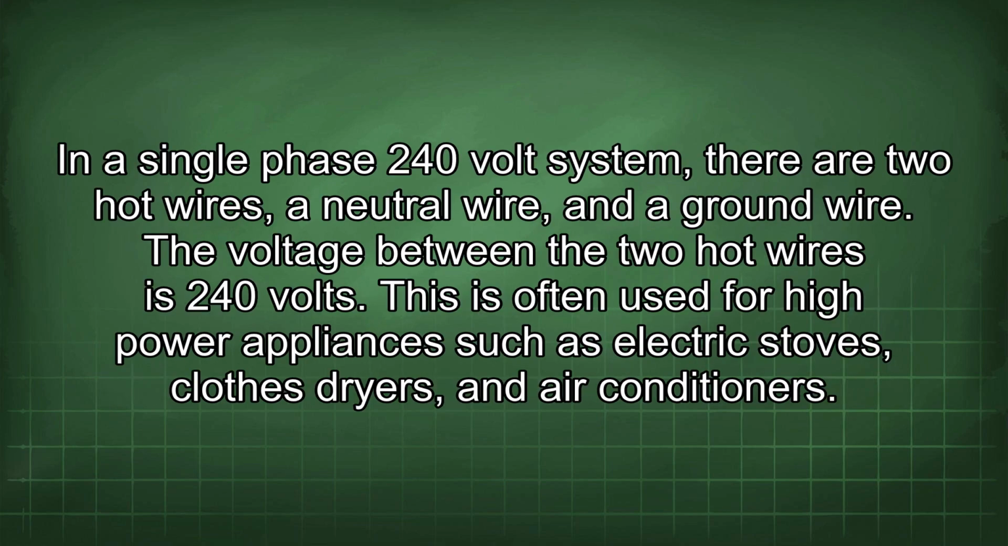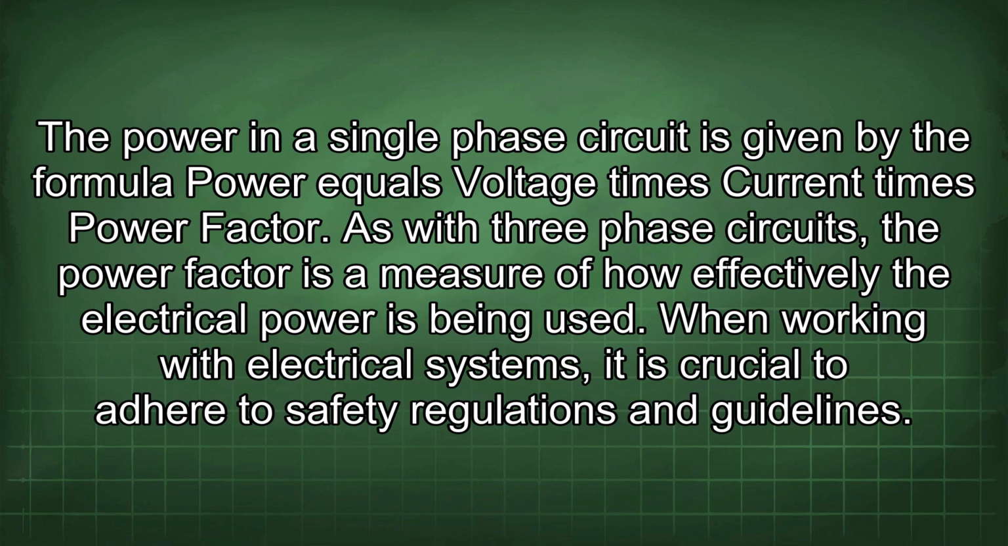In a single-phase 240-volt system, there are 2 hot wires, a neutral wire, and a ground wire. The voltage between the 2 hot wires is 240 volts. This is often used for high-power appliances such as electric stoves, clothes dryers, and air conditioners. The power in a single-phase circuit is given by the formula power equals voltage times current times power factor.